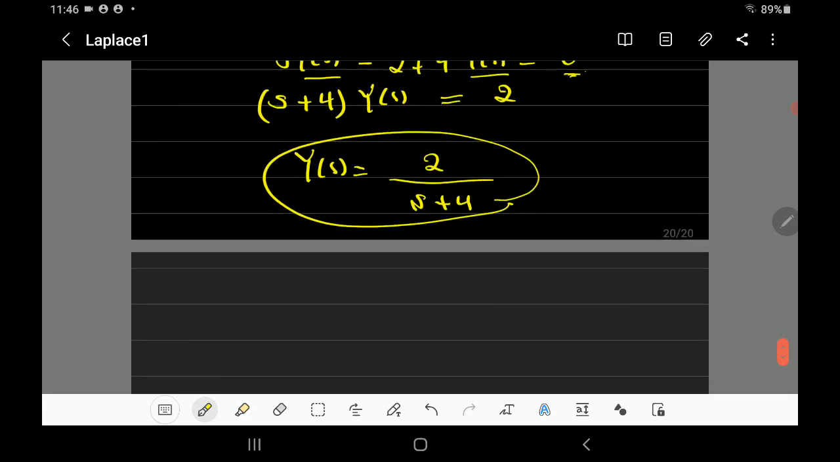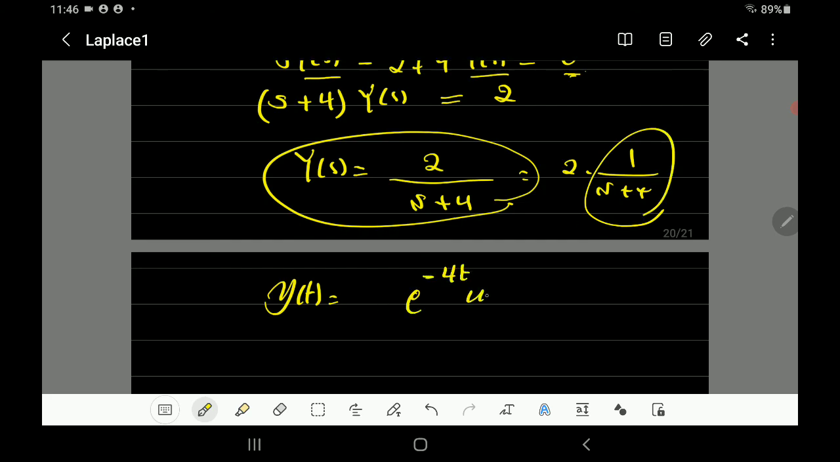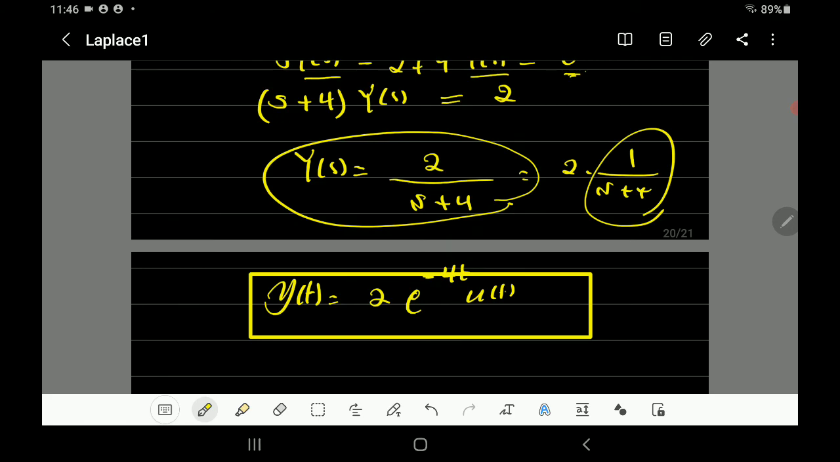And now we need to get the inverse of this one. That's very simple. Y(t) is equal to, because you can write it as 2 times 1 over s plus 4, this is equal to e to the minus 4t u(t) with the constant 2 in front, and that will be the answer for the question. All right, thank you.